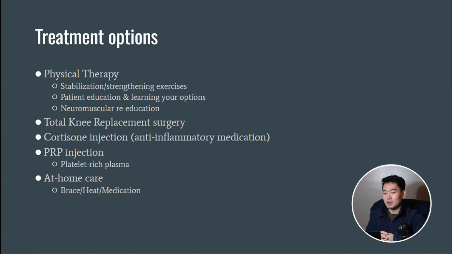And then you also have an option to just try at-home care with things like bracing, so that it can give you a little more stability in the joint and take some loading off, putting some heat on there to help relieve some of the muscle spasm around the knee joint and bring blood flow to the area as much as possible. And then you can also try some over-the-counter medication. So these are all your options here.